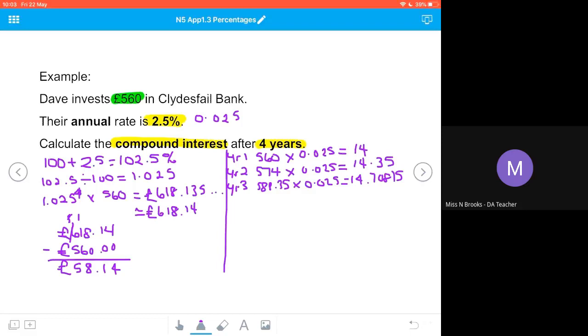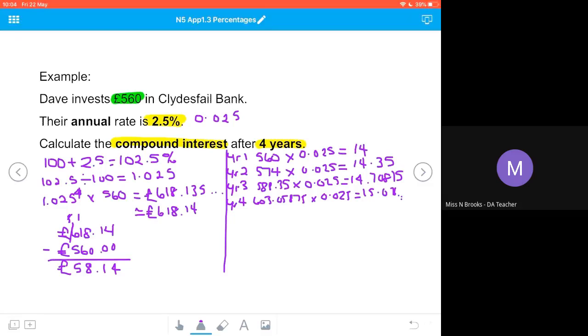And so finally, in year 4, we're adding that on, and we're starting off with 603.05875 multiplied by our 0.025, and we're getting 15.076, and then some more numbers on our calculator. And if we add that £15.08 on to our £603.06, we would get the £618.14.